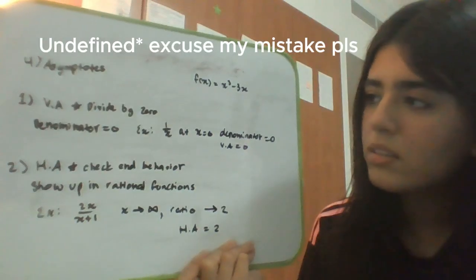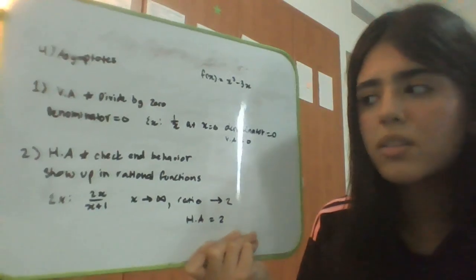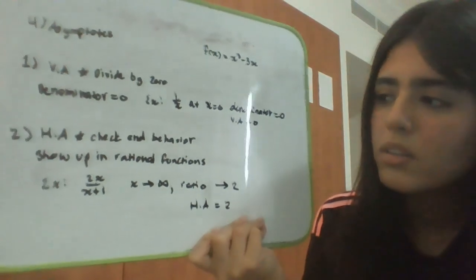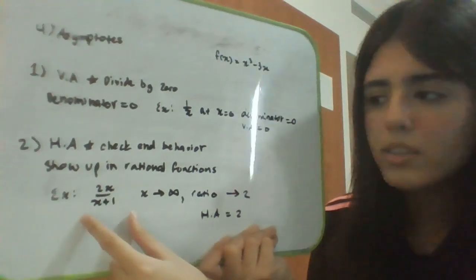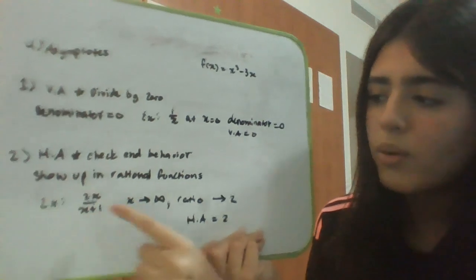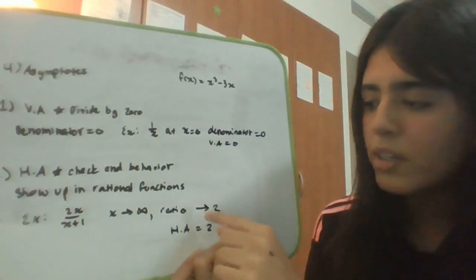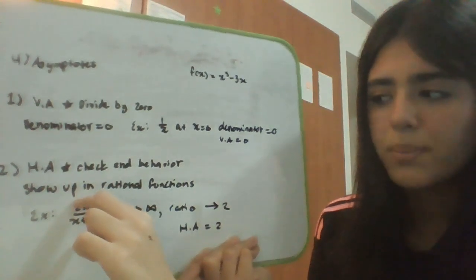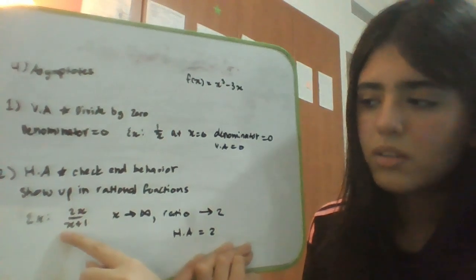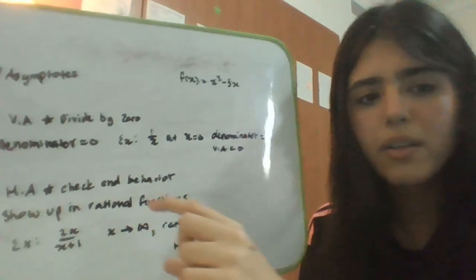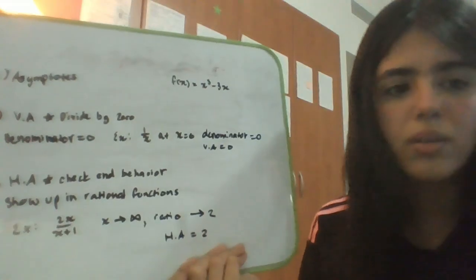And the second one is horizontal asymptote. You can check this by looking at the end behavior. They mostly show up in rational functions like this. And here, when x is approaching infinity, meaning when x gets bigger and bigger, the ratio is approaching 2. Whatever number you put, you can put 10,000 here, and you keep testing the values as they get bigger, you'll see that it's approaching 2. That means the horizontal asymptote is going to be 2.